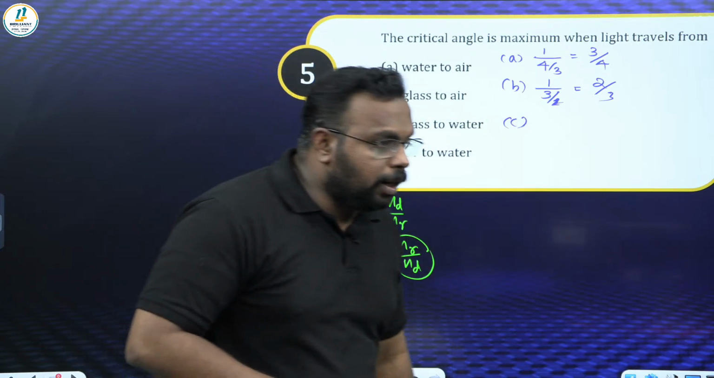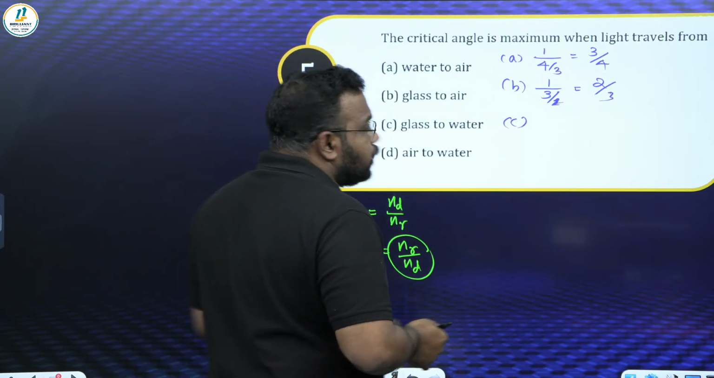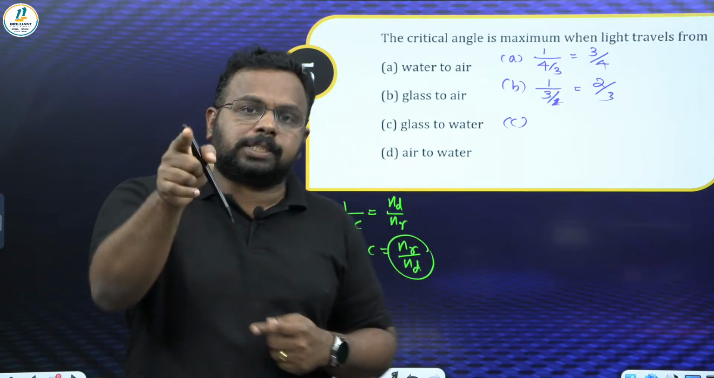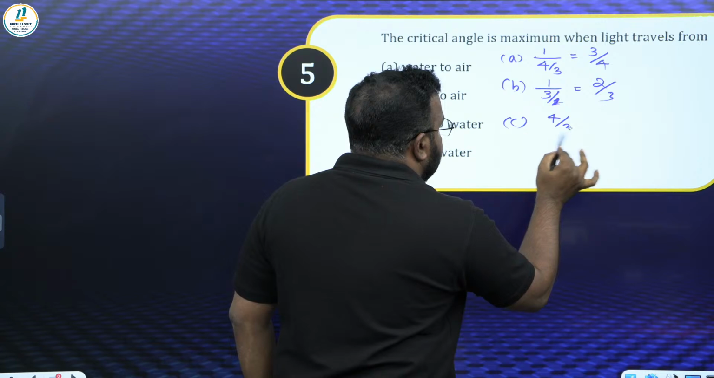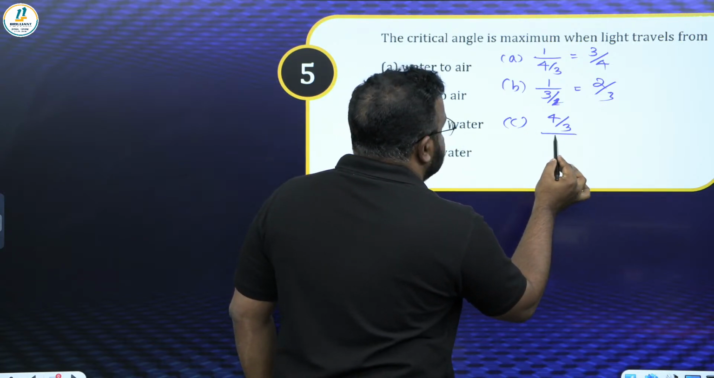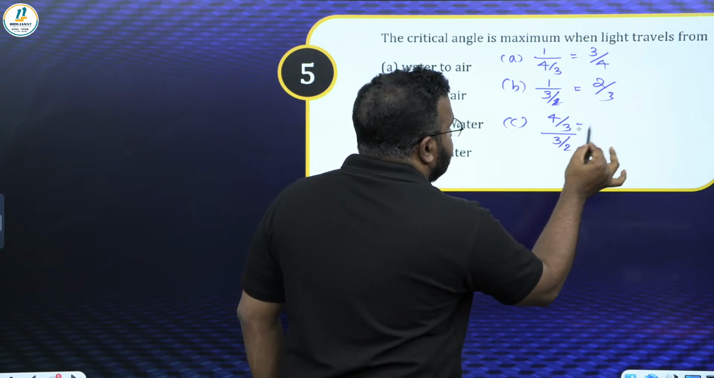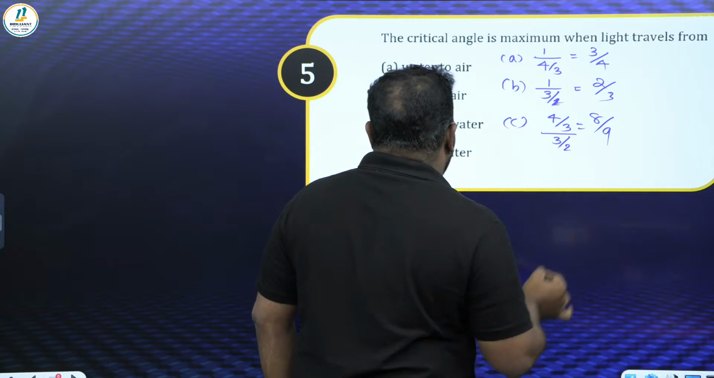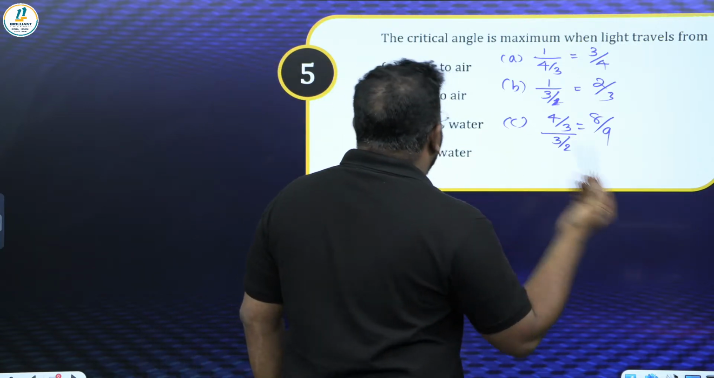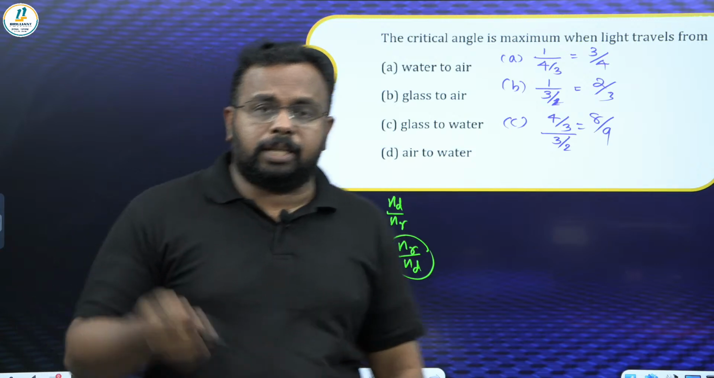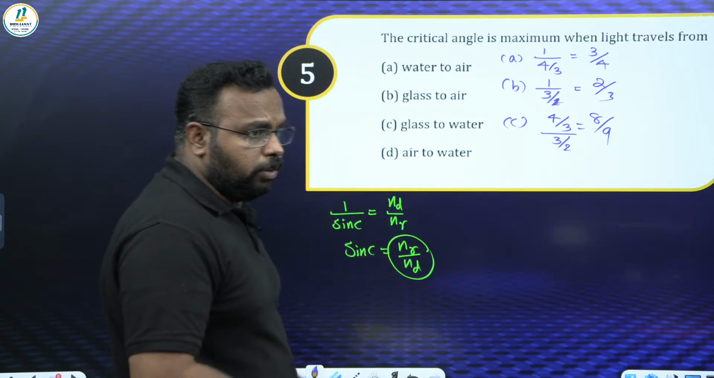Now let's check C. Glass to water. Glass to water means which is rarer? Water is rarer. So water is rarer means it is 4 by 3 divided by what? Glass is 3 by 2. So we get 8 by 9. Now let's check air to water. Air to water, it is not possible. You know that air to water means it is rarer to denser. There is no point of critical angle.